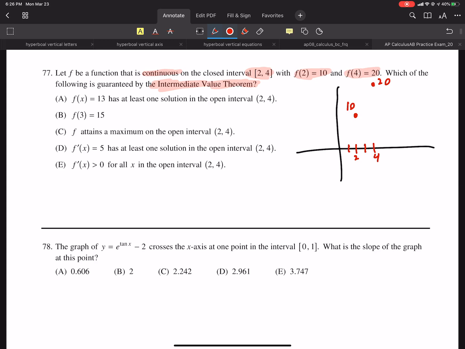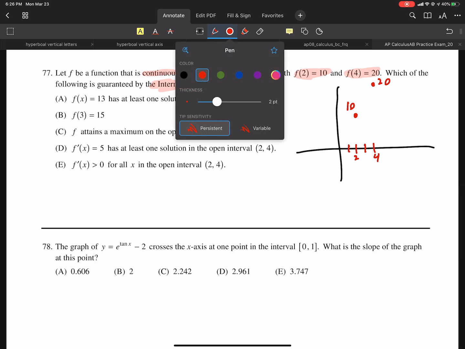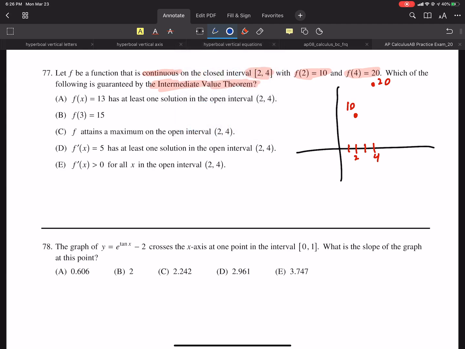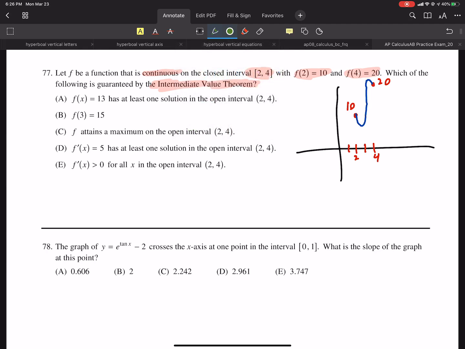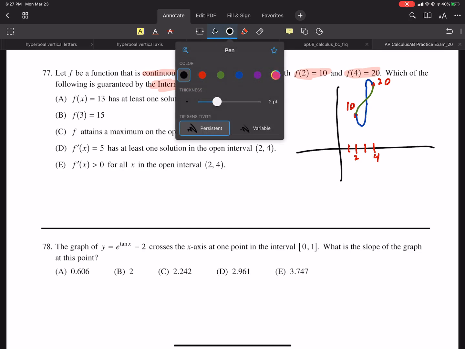So there could be a lot of different graphs that go between those 2 points. All we know is it's continuous, so it could look like that. Another possibility, it could be more of a direct connection. So we don't know what it looks like, but all we know is it's continuous and those are connected like that. So what can we say here?